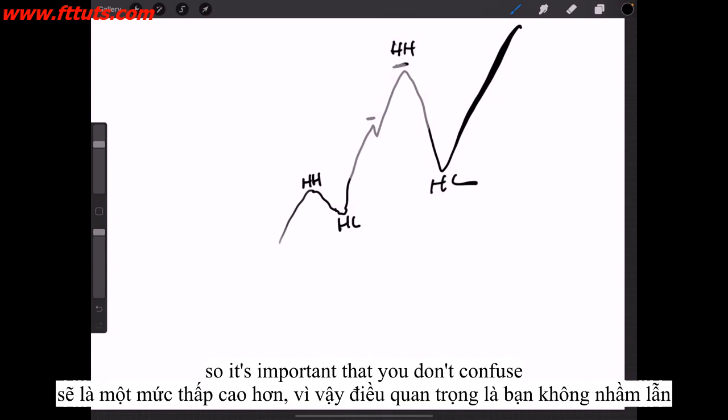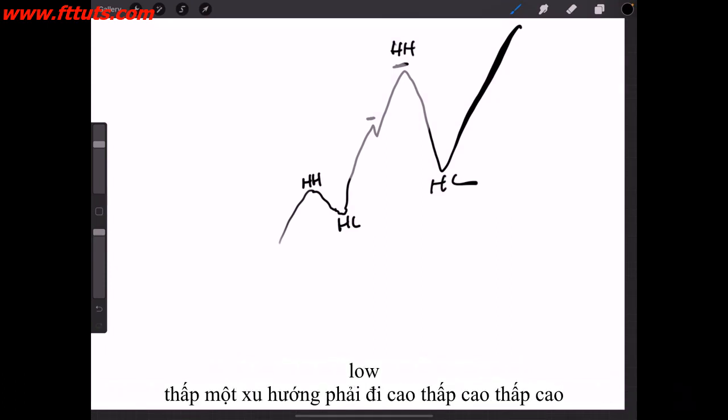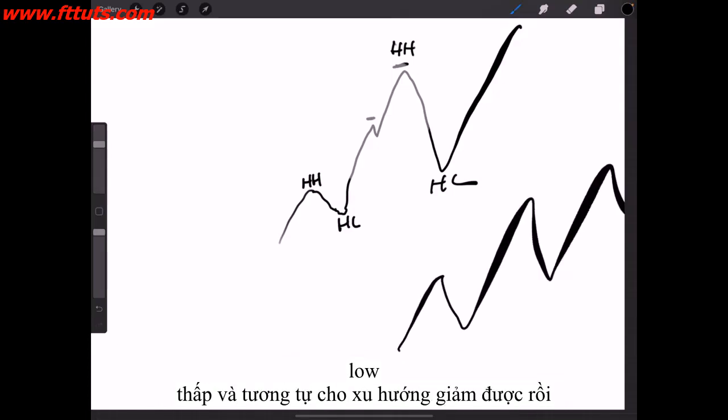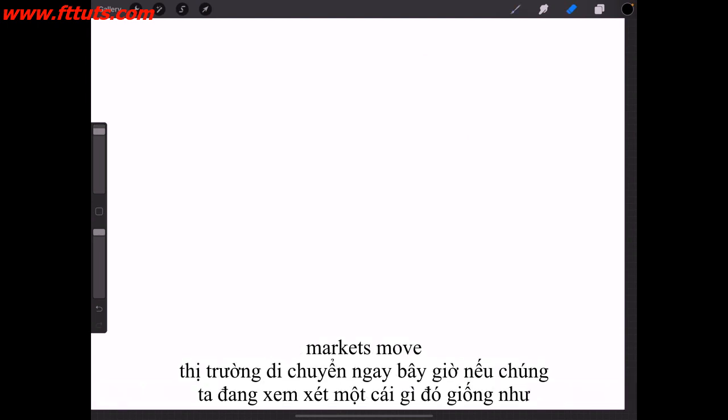So it's important that you don't confuse it. You can't have a higher high, then a higher high, then a higher high, then a higher low. A trend has to go high, low, high, low, high, low. And same for the bearish trend, okay? This is how we identify market structure. These are how markets move.